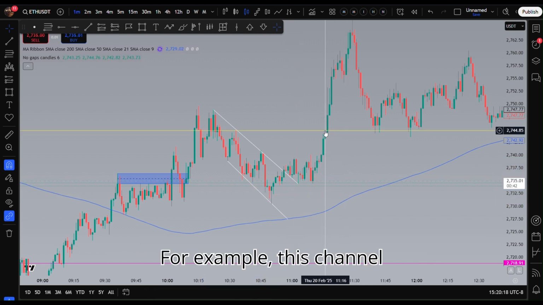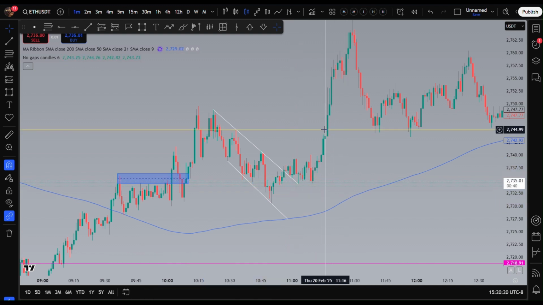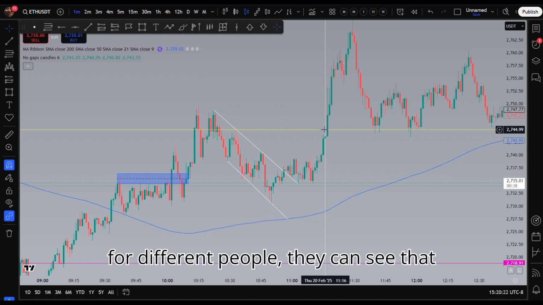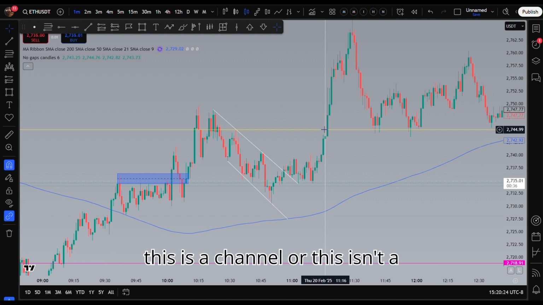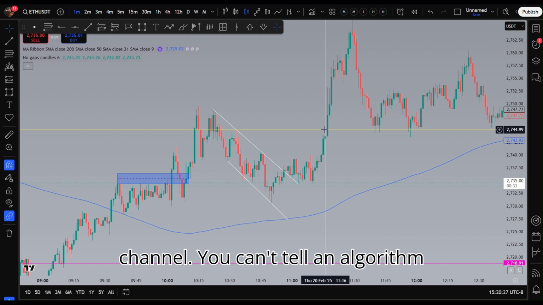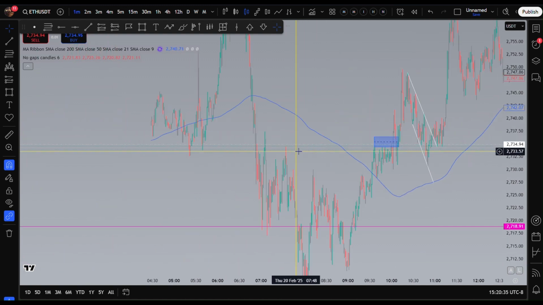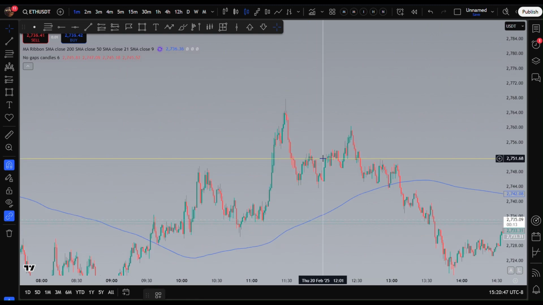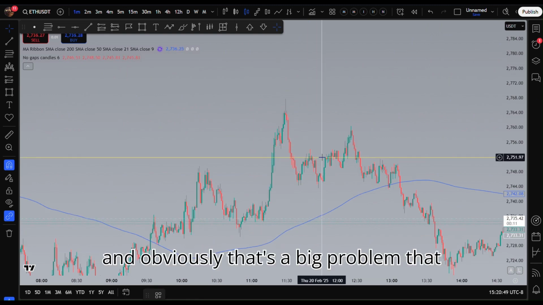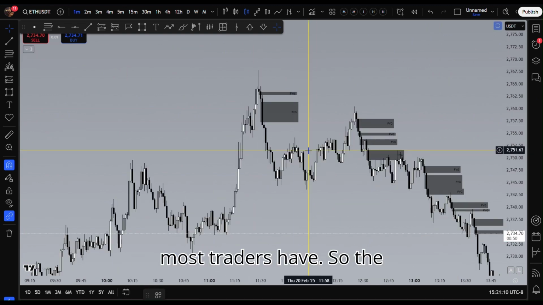For example, this channel, for different people, they can see that this is a channel or this isn't a channel. You can't tell an algorithm exactly how you find a channel. That makes it much harder to verify, and obviously that's a big problem that most traders have.